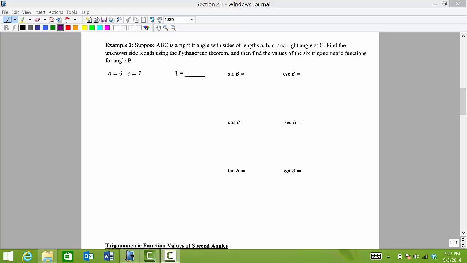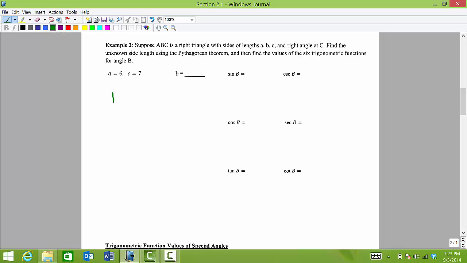Suppose ABC is a right triangle with sides of length a, b, and c with right angle at C. Here we are given capital A, capital B, capital C to represent the angles of our right triangle, and lowercase a, b, and c to represent the sides of our right triangle. And it tells us that our right angle is at C.